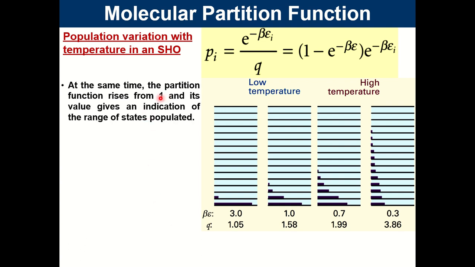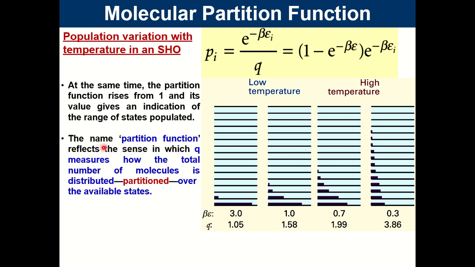At the same time, the partition function rises from 1 initially to 1.58, 1.99, 3.86, you can see, indicating the range of states populated. Now you can understand why it has been named the partition function. It is the sense in which Q measures how the total number of molecules is distributed.